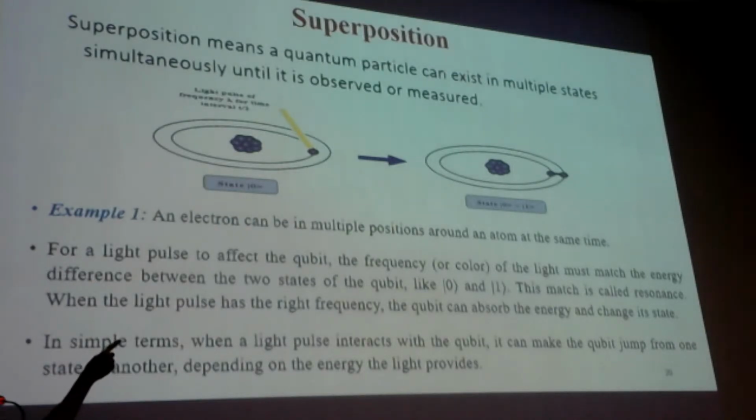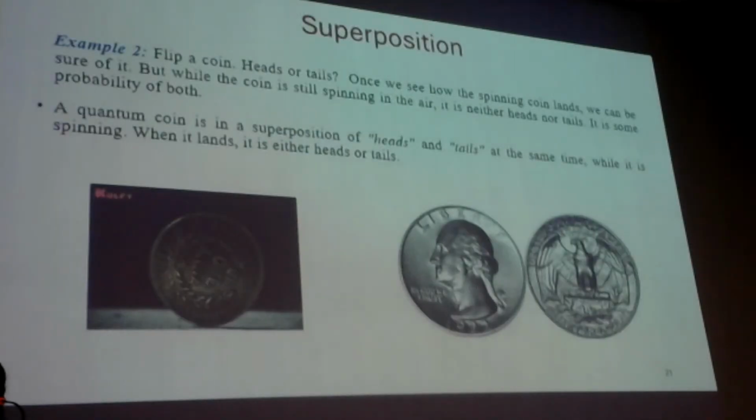Why it's shown like that is because we still can't determine whether it's in 0 or in 1. It could be in multiple states simultaneously, 0 and 1, with different percentages of probabilities. The likelihood of it being either here or there, and hence it is shown like that. In simple terms, when a light pulse interacts with the qubit, it can make the qubit jump from one state to another, depending on the energy the light emits.